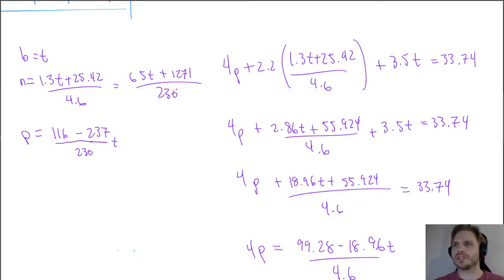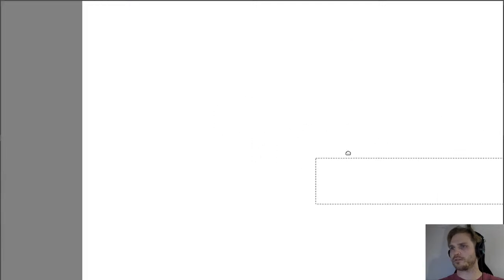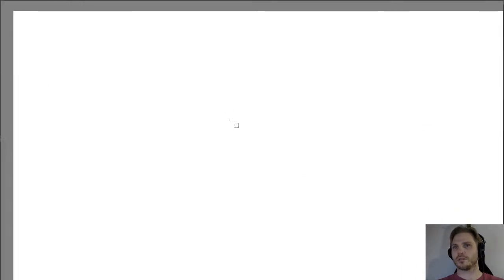The reason why you can't do that, let me check. So 2.86t. Oh, okay, I'm with you. So yeah, the reason why you can't do that is because let's look at this specifically. So I'm going to pull this here. Control C. Turn this off, and then let's go.